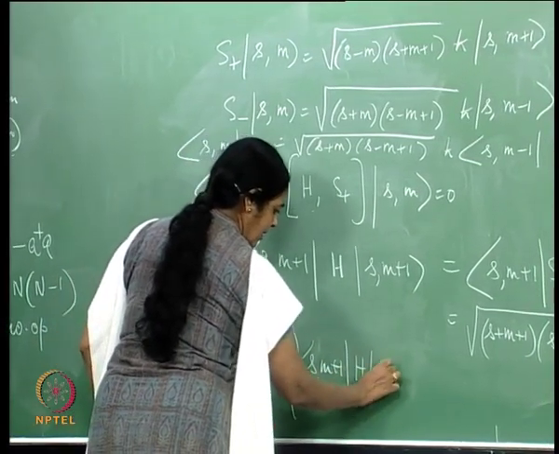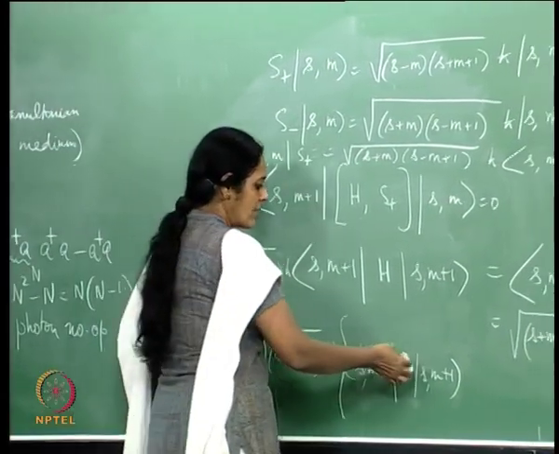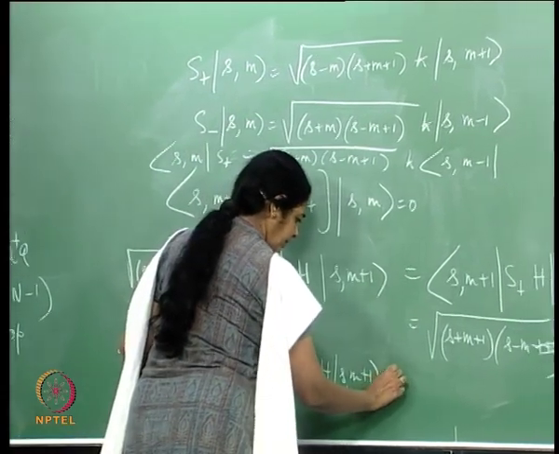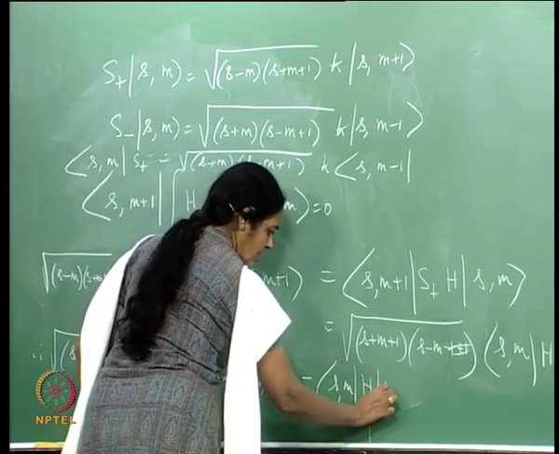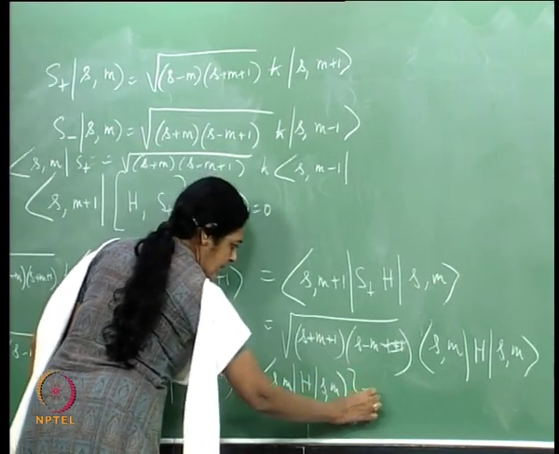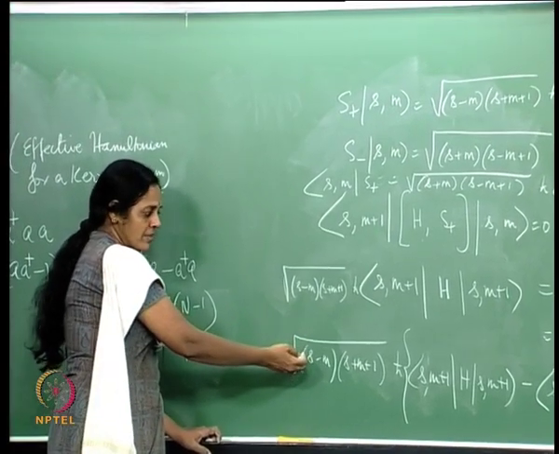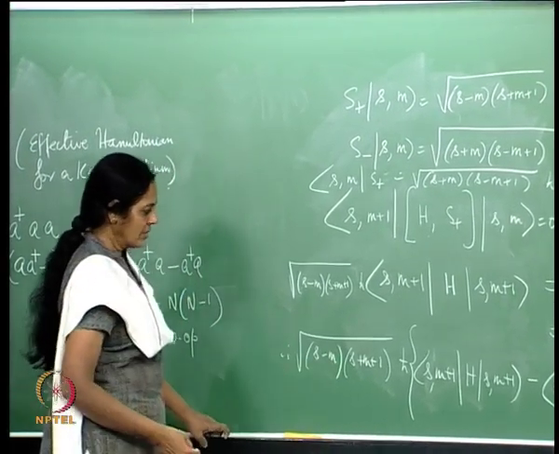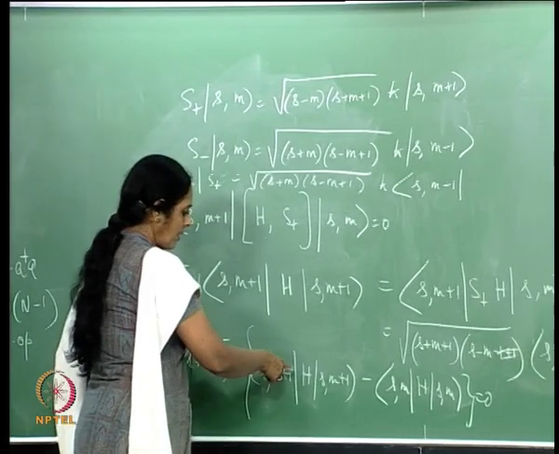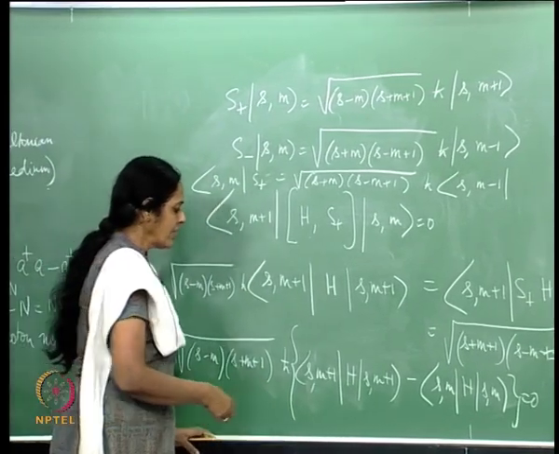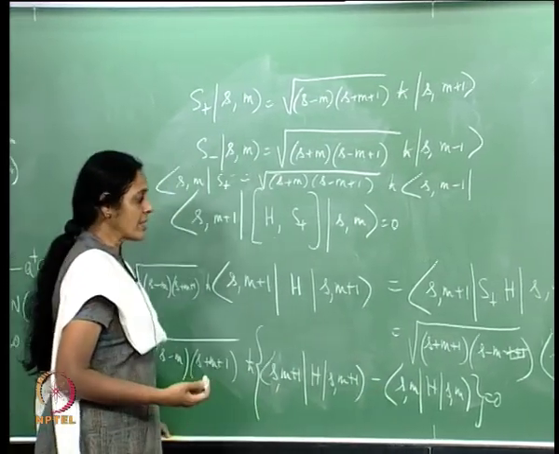<S, m plus 1| H |S, m plus 1>, the expectation value of the Hamiltonian in the state |S, m plus 1>, minus the expectation value of the Hamiltonian in the state |S, m>, is 0. M is not equal to S, and therefore this coefficient does not vanish. So it tells me a very important property, that the expectation value of the Hamiltonian in the state |S, m plus 1> is the same as the expectation value of the Hamiltonian in the state |S, m>.